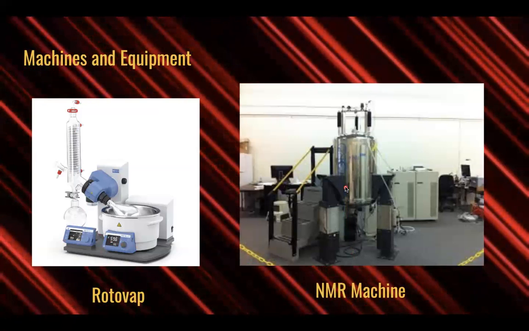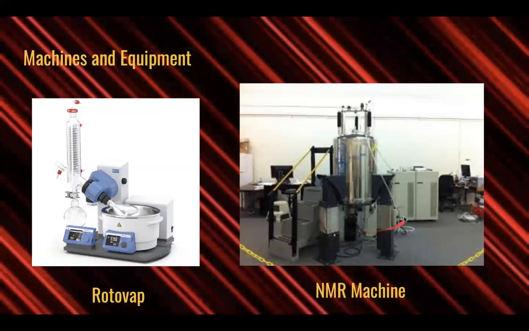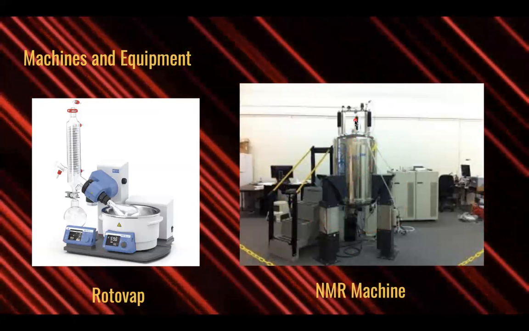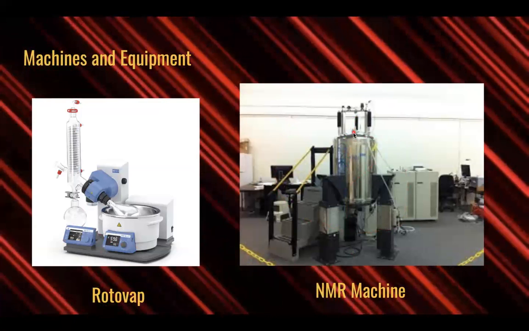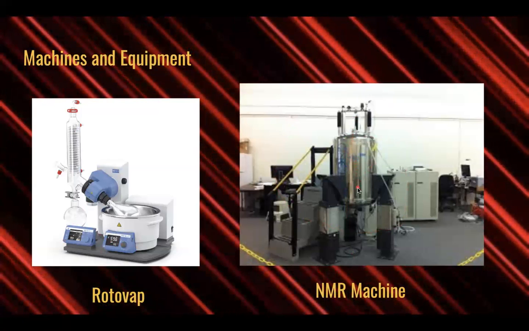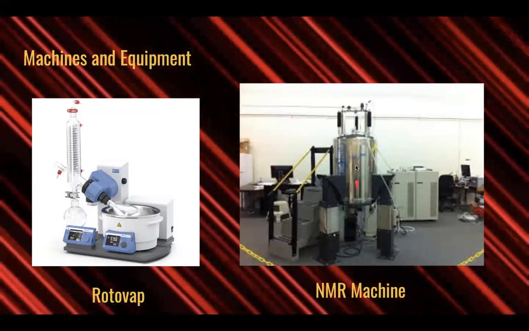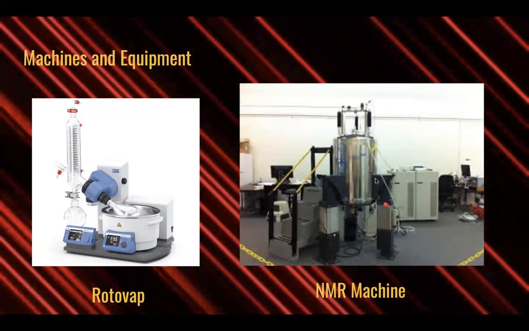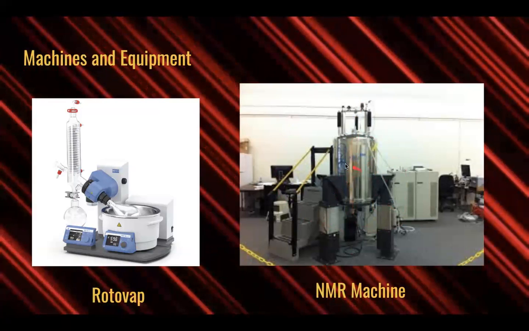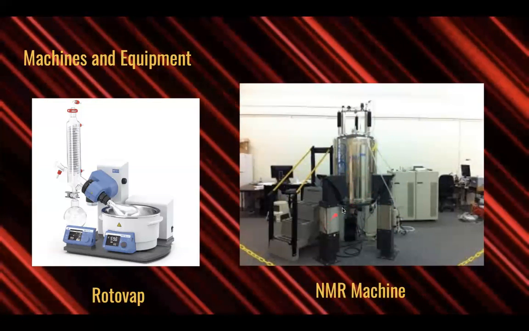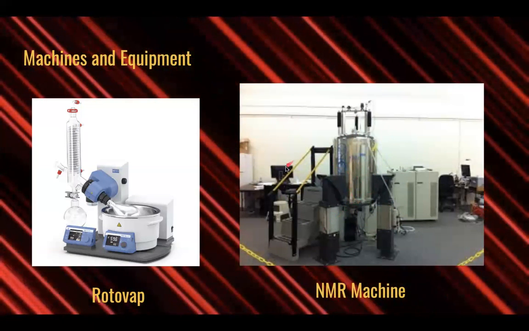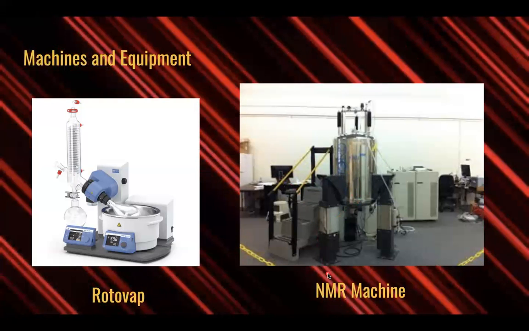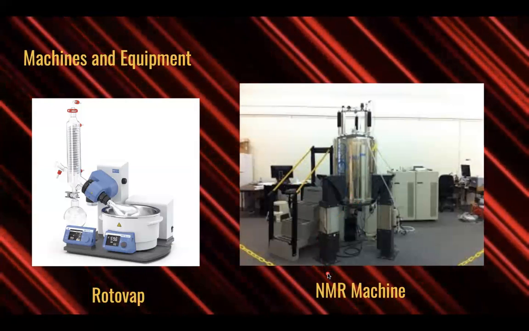NMR machine. So this machine is really just a huge magnet, and I would insert a small sample of my product and have it go down this large tube like a funnel, and my product would spin really fast within, and it would shoot a whole bunch of magnetic and radio waves into my sample, and the computer on the side would actually read my data that I was collecting into this spectra that was easy for me to comprehend.